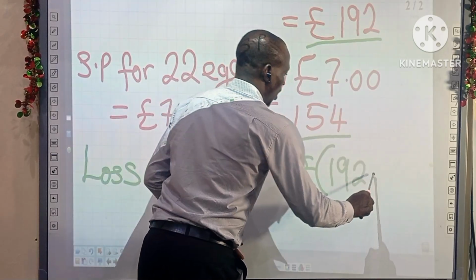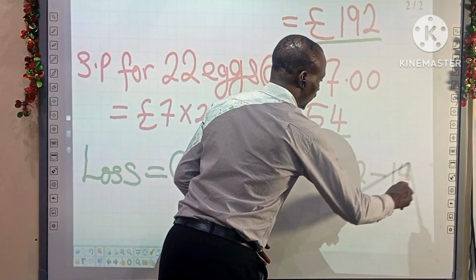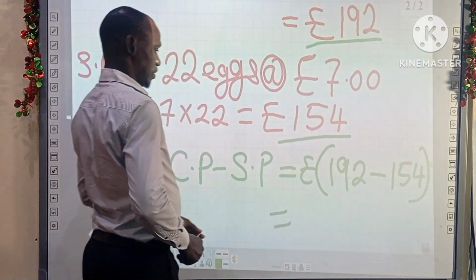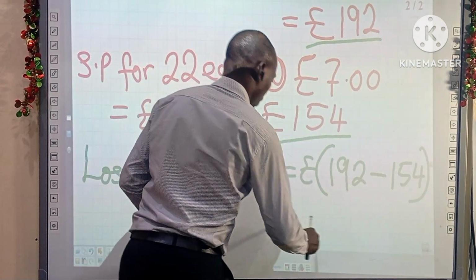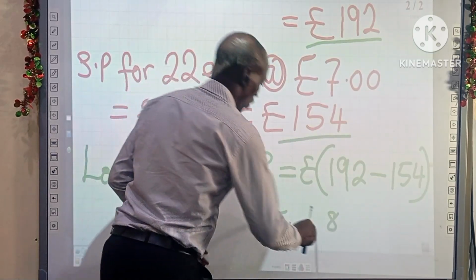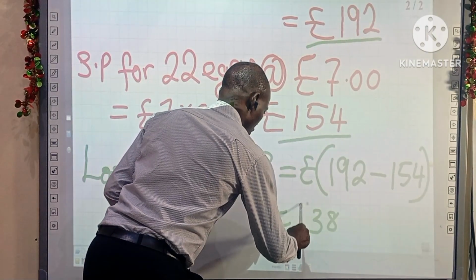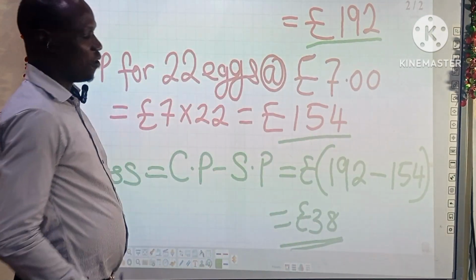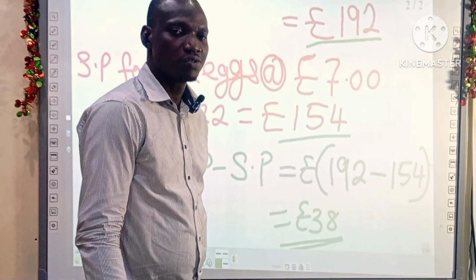192 pounds minus 154 pounds. And when we subtract this, 4 from 12 will give us 8. 5 from 8 will give us 3. So the trader incurred a loss of 38 pounds.